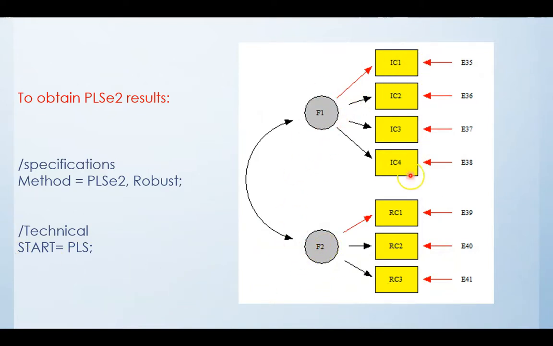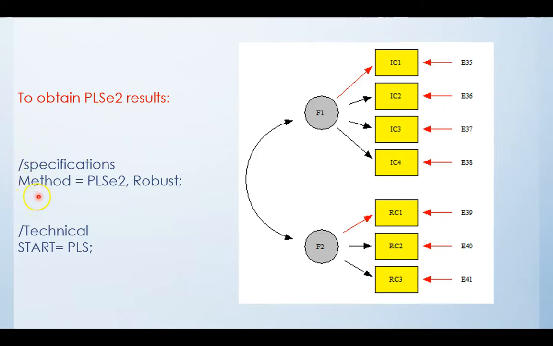Factor 1 is interpersonal conflict with 4 items, and factor 2 is role conflict with 3 items, and the factors are correlated. Just bear in mind that obtaining PLSe2 results is very simple. What you need to do is to specify your model in the usual way. You can, for example, estimate your model based on maximum likelihood methodology, and then at the end of the analysis you will have your EQS file. Then you can simply modify your EQS file to obtain the PLSe2 results.